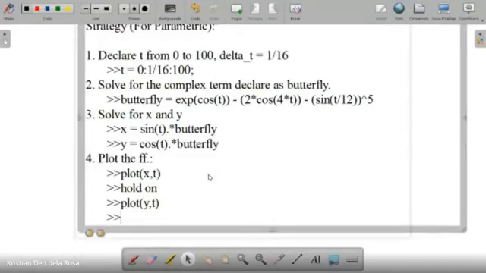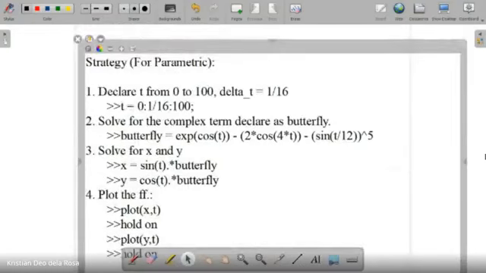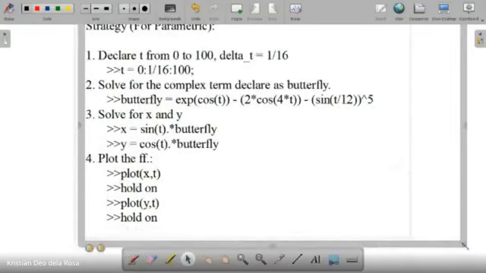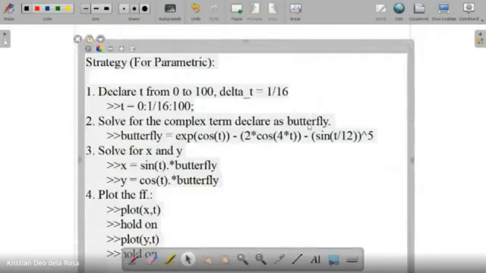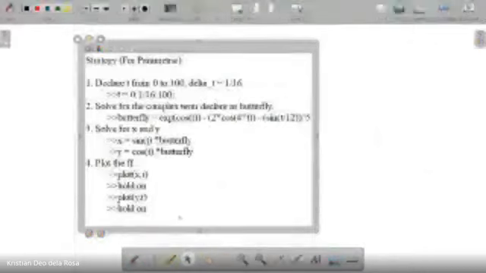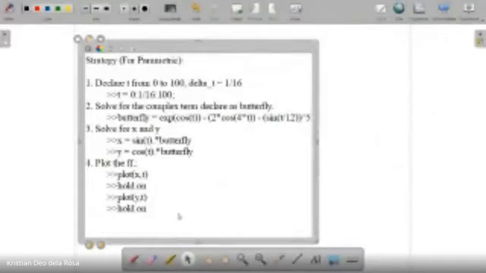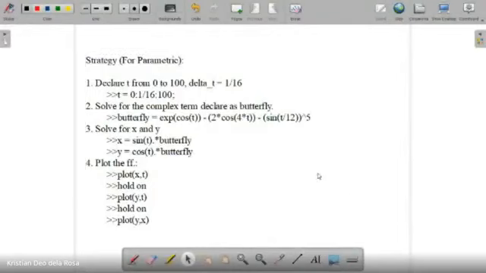And then, hold on again. Hold on. Ano na? Lagpas na. Pwede ko na sigurong paliitin. Alright, hold on. And then next is plot natin yung y, x. So I think we've done enough for our parametric. So mamaya na siguro yung labeling.